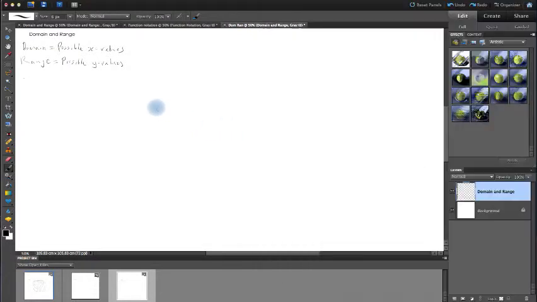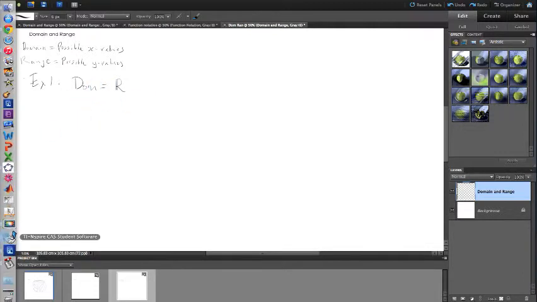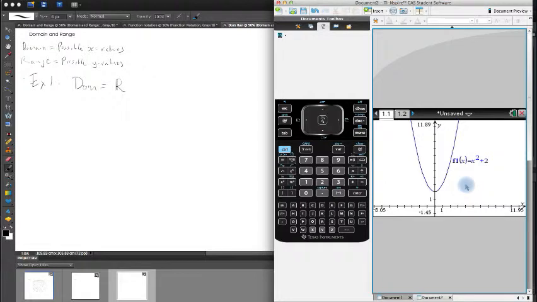So here for example 1, the domain, we can just write domain equals the real numbers. You can put in any real number. Now, the range, however, is a little bit trickier. So you see how 2 is the smallest number, but then it can be anything higher than 2 all the way up to infinity, if you like. So it can go from 2 all the way to infinity.